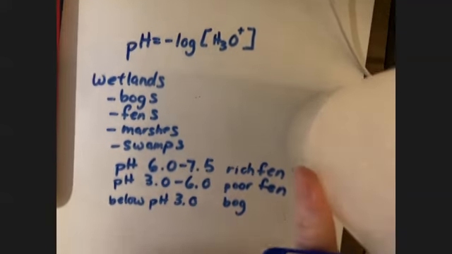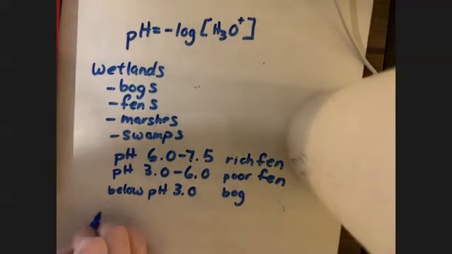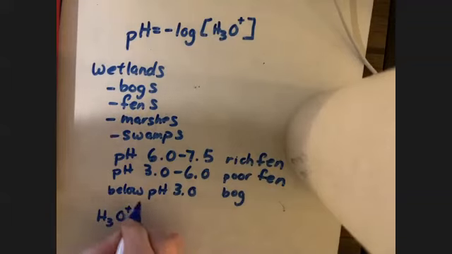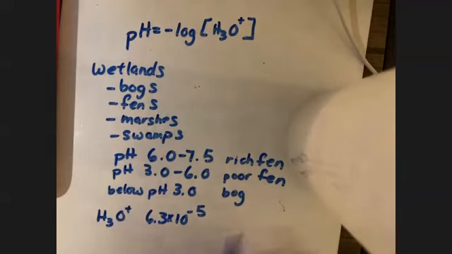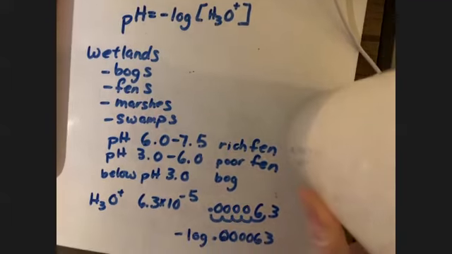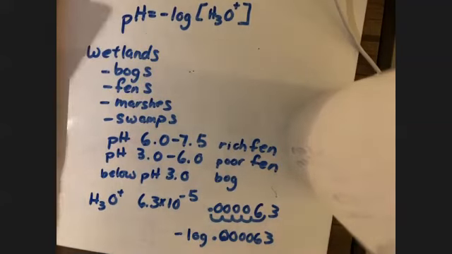So they ask the question: if we have an H3O positive hydronium ion concentration of 6.3 times 10 to the negative 5, how would we classify that? Keeping in mind, I'm going to come over here to 6.3 and go 1, 2, 3, 4, 5. There's my decimal place. So we're doing negative log of 0.000063. I'm going to put that on my calculator.